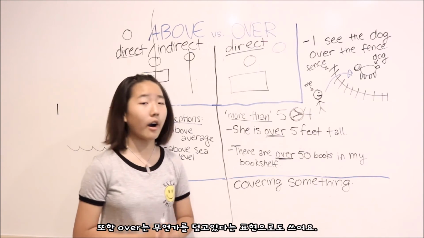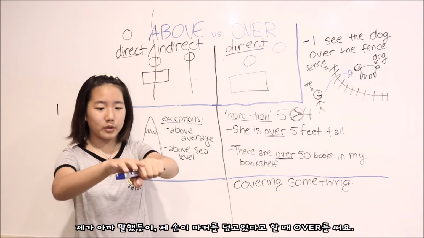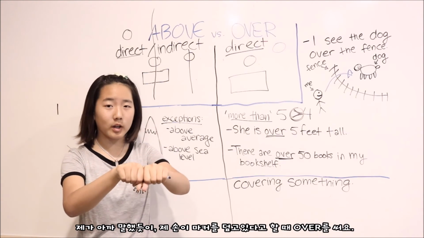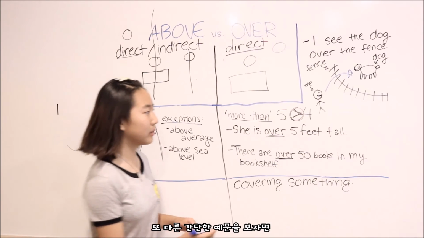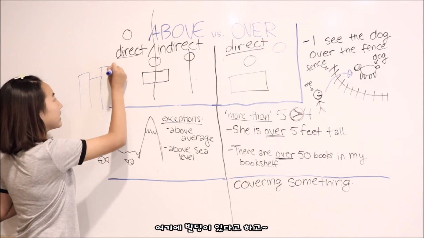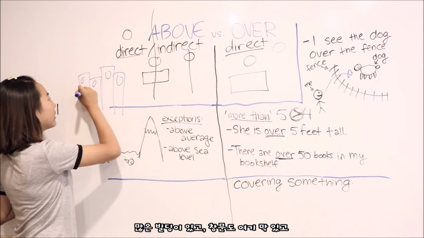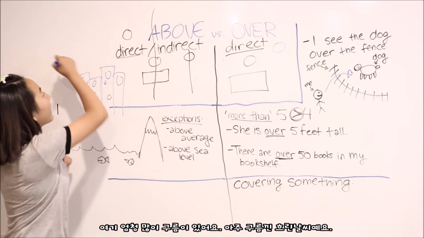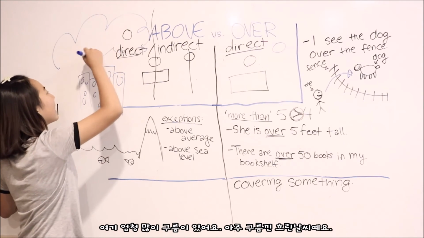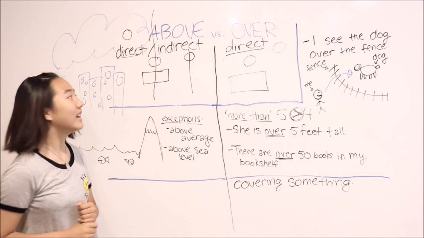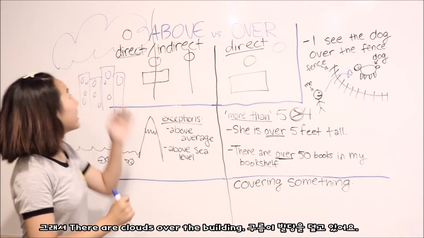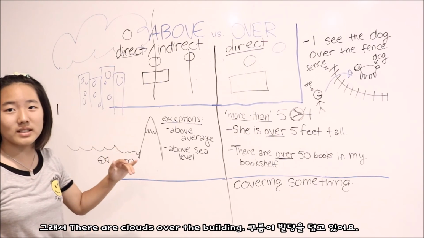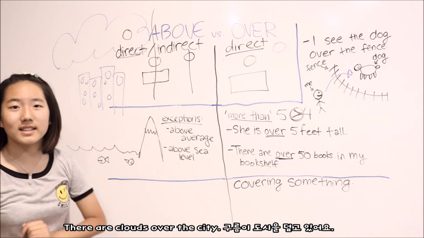Over can also mean covering something. Like I showed you earlier, my hand is covering this marker. So my hand is over this marker. Or another small example is, pretend there are buildings. Lots of buildings with windows everywhere. And there's a huge amount of clouds. It's a very cloudy day. And the clouds are basically covering the city. So there are clouds over the buildings. There are clouds over the city.